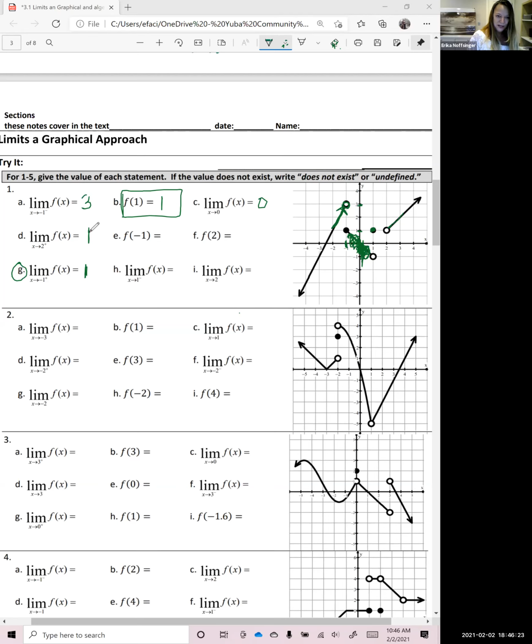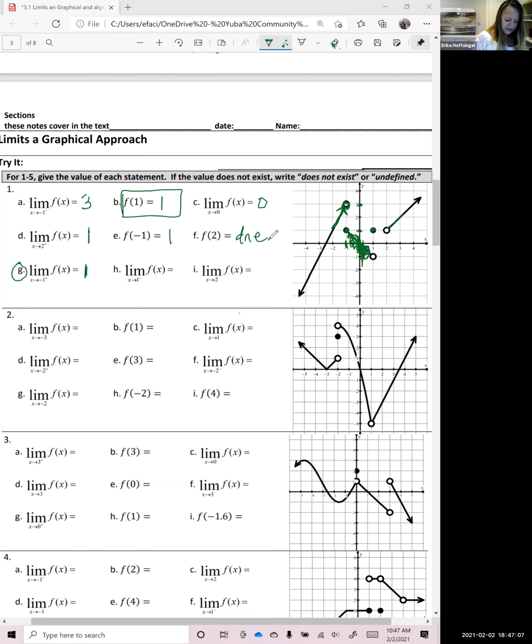F of -1: notice one piece above x equals -1 is the open circle and 1 is the solid circle. And so you're right, you would get 1. And then what about f of 2 in this case? Right, there's no closed circle there. It's just an open circle above x equals 2 at 1. But because there's no closed circle, we would say it does not exist, DNE.